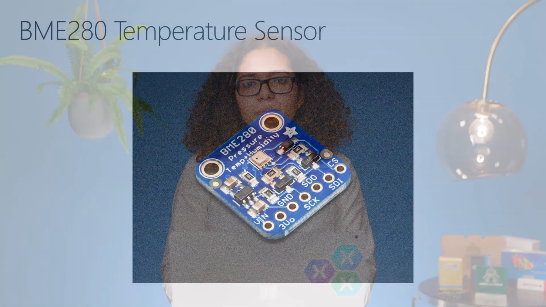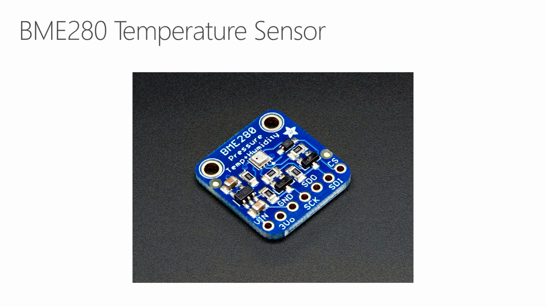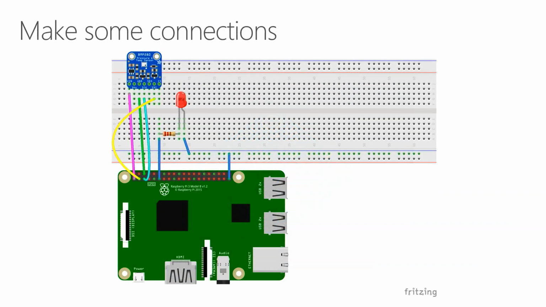So this is a BME 280 temperature sensor. We will be adding this to our circuit, and this sensor component can take not only temperature readings, but also humidity and pressure readings. Let's take a look at what the breadboard diagram for this will look like.